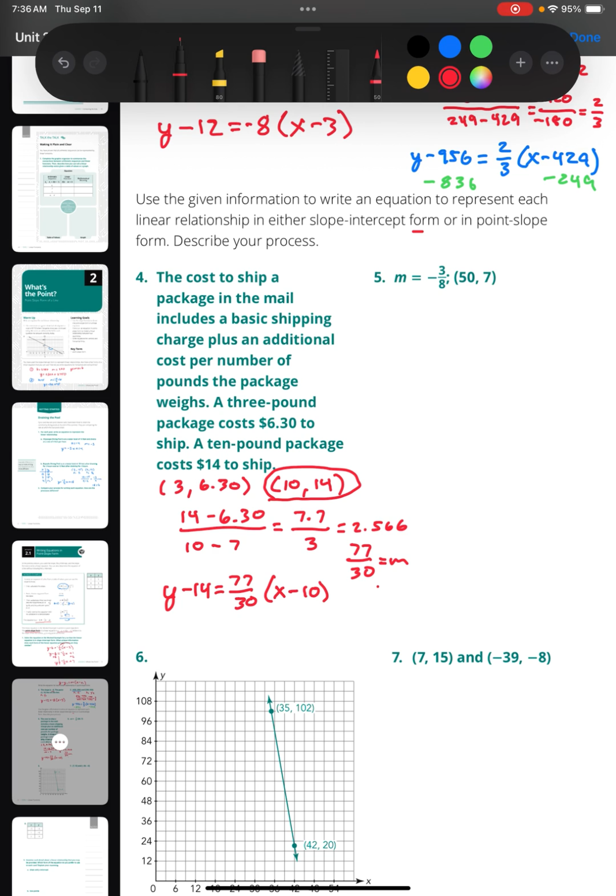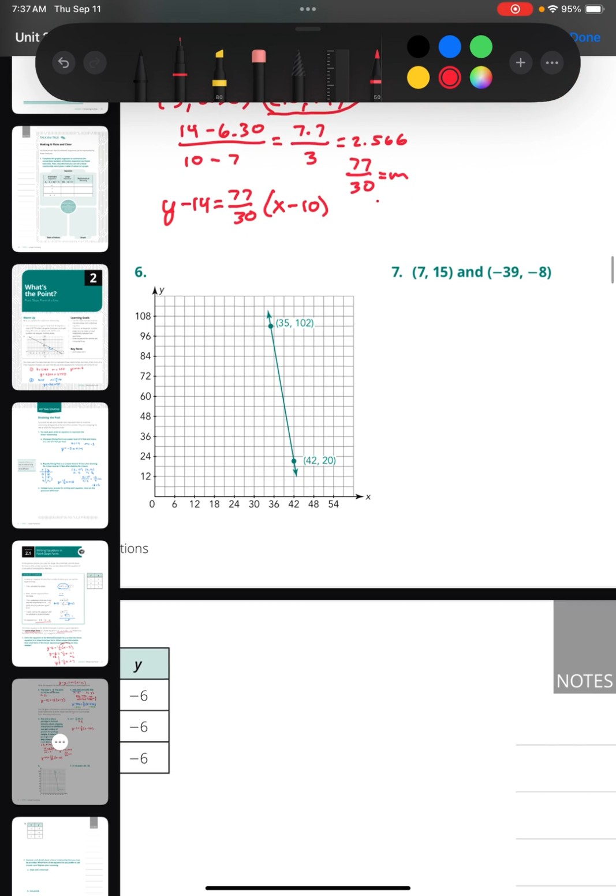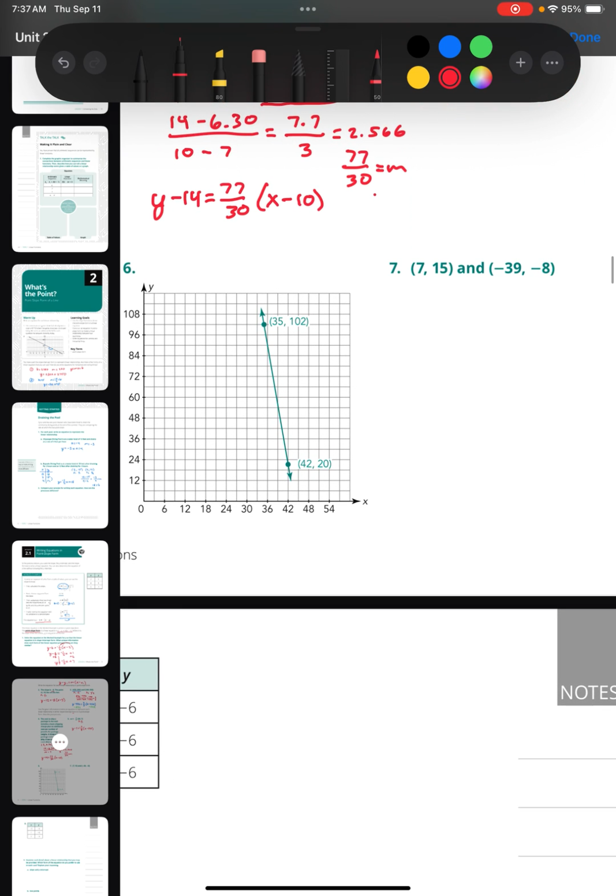All right, for the next one, number 5, back to a little simpler one. We got a slope, we got a point. Here's our x1, y1, we can just go plug those in. So we'd have y minus 7 equals negative 3 over 8, and then x minus 50, and we got it. So you can see how much faster it goes when we have a slope and a point already given to us. We don't have to find slope.